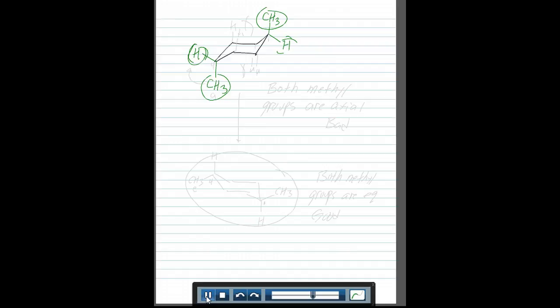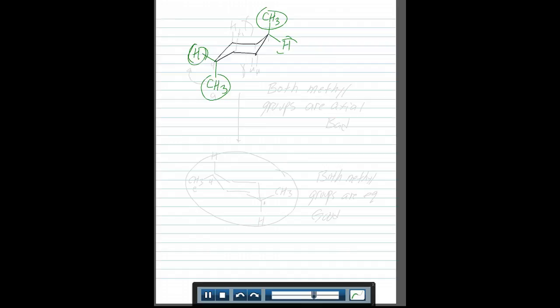It's important that you realize how to draw cis and trans. And axial and equatorial have nothing to do with it. It's just a coincidence that both of them are axial. You might have another molecule where you draw the cis and they're both equatorial, or one's equatorial and one's axial. This will start making more sense when you start doing more problems.